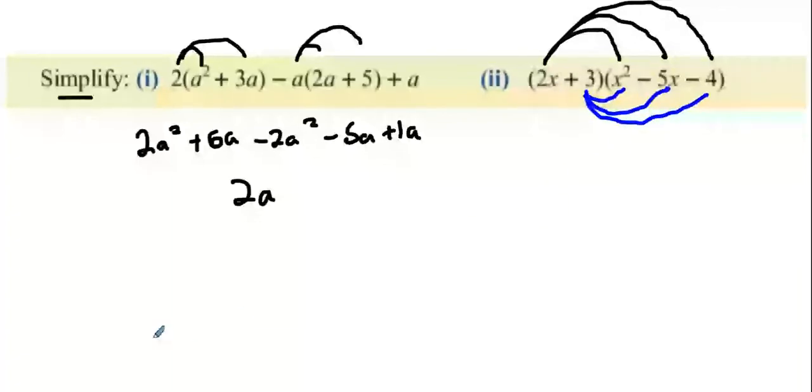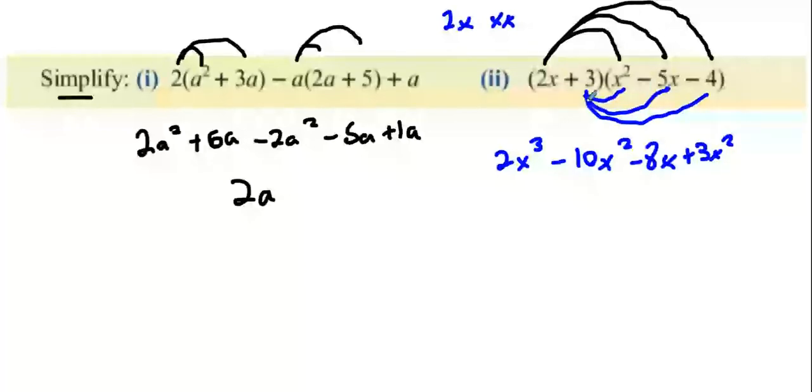2x times x squared is 2x cubed, because it's 2x multiplied by x times x, which is 2x cubed. 2x multiplied by minus 5x is minus 10x squared. 2x multiplied by minus 4 is minus 8x. 3 times x squared is 3x squared. 3 times minus 5x is minus 15x, and 3 times minus 4 is minus 12.